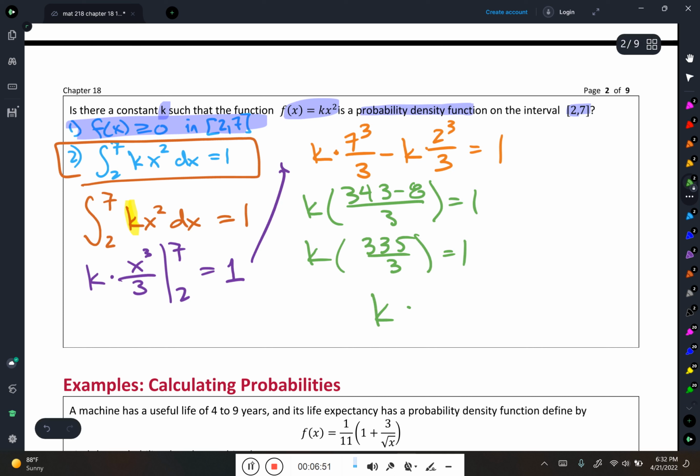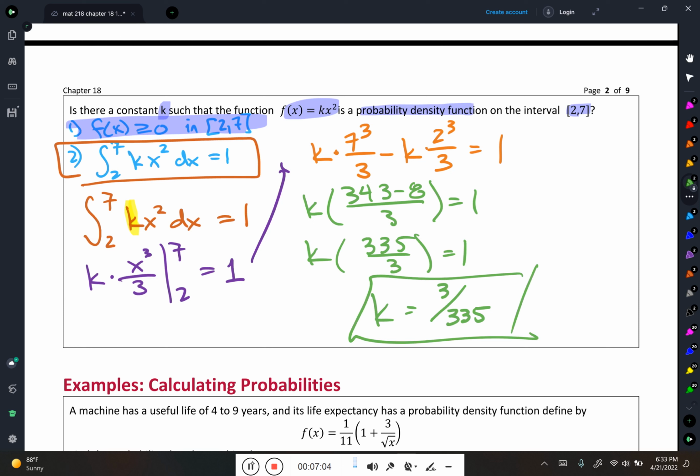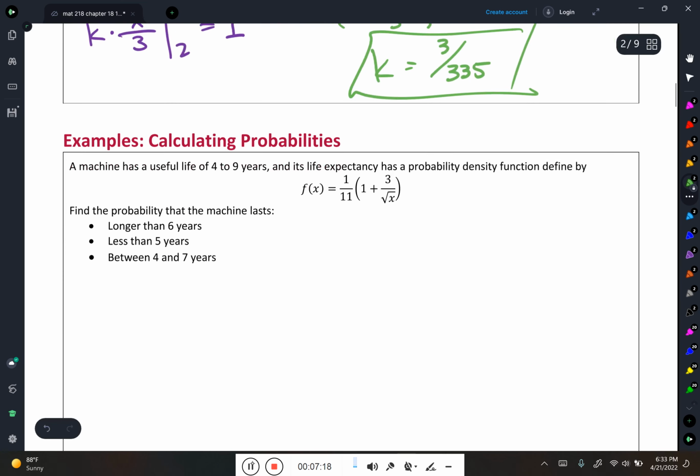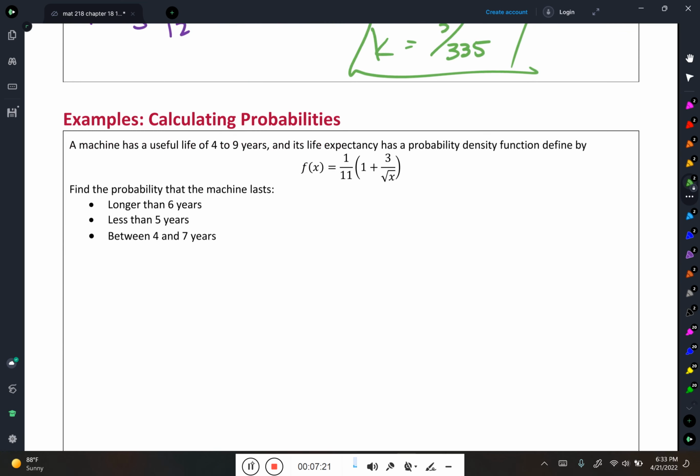So then k is equal to 3 over 335. When we multiply a number by its reciprocal, the product is 1. Yeah, so there's the k that makes it work. It's a positive number, so that'll satisfy option number 1, and it makes the integral equal to 1. So that's the k that makes this a probability density function on that interval. Nice. All right, so given that, well, let's calculate some probabilities.